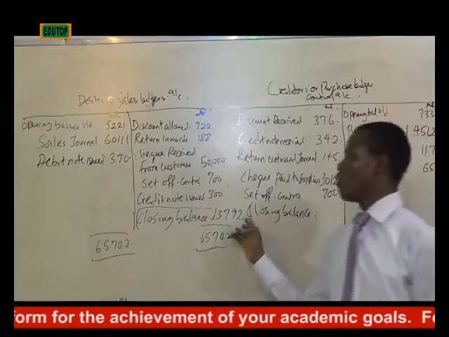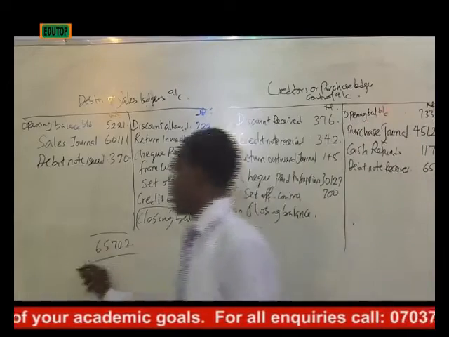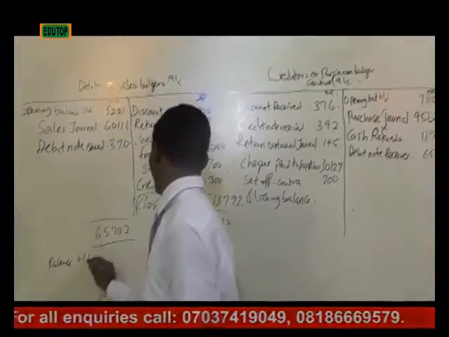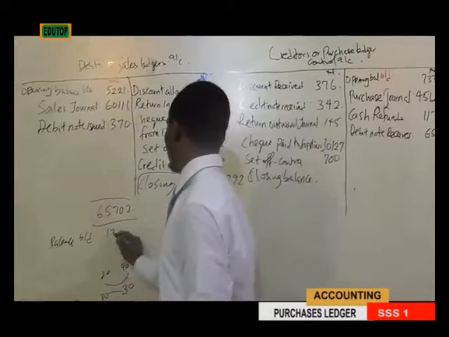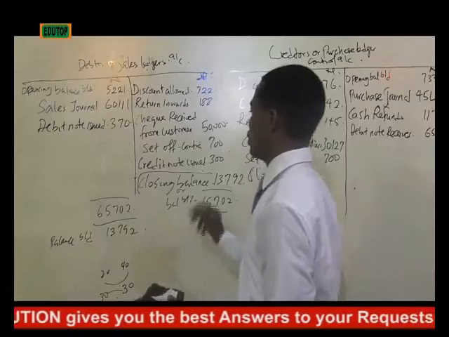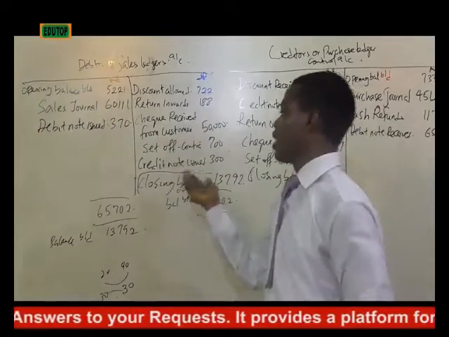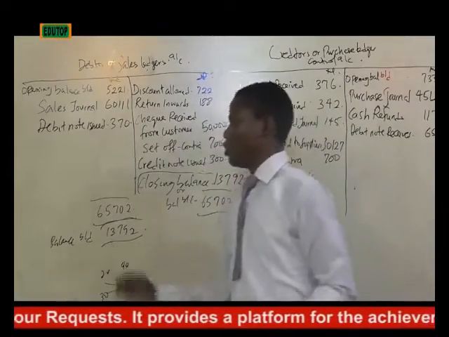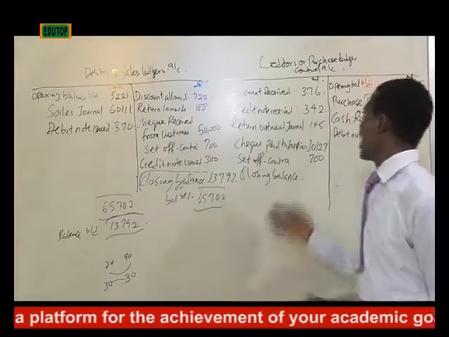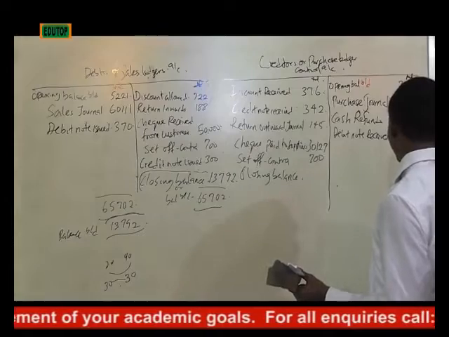So at the end of the day, this is the closing debtor balance you have. This is the amount of debtors that you have in figures. So you bring it under here, balance b/d, which is 13,792. You can also call it balance b/d instead of writing closing balance, but for you to know it very well, that is why I use closing balance. So this is the amount that your customer owes you at the end of the month. Under here, the total of this, we have 52,640.